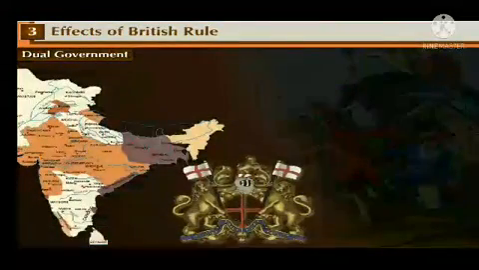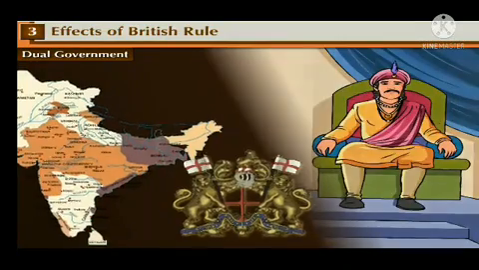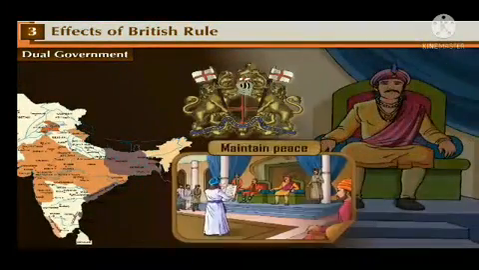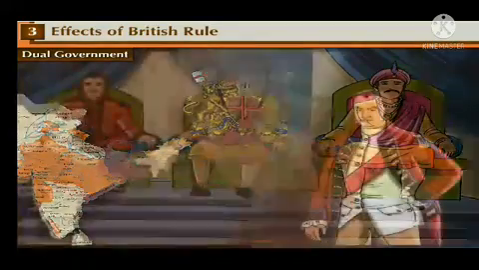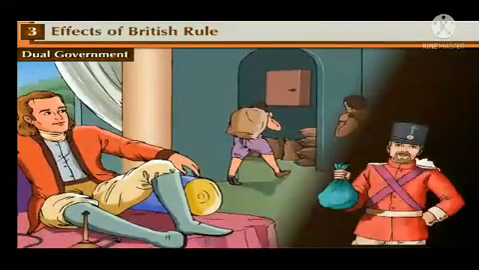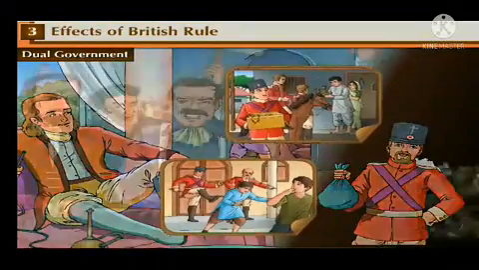Accordingly, the East India Company and the Nawab would rule Bengal. The British would collect the revenue. The Nawab would maintain the peace. This system of dual government had many ill effects. The company officers pocketed the money collected as revenue from common people.